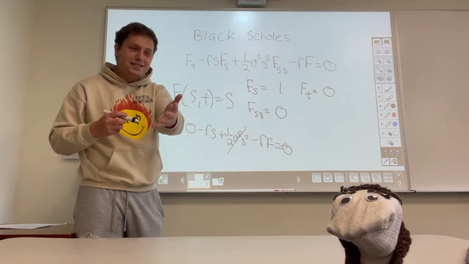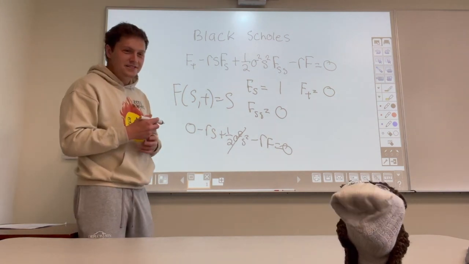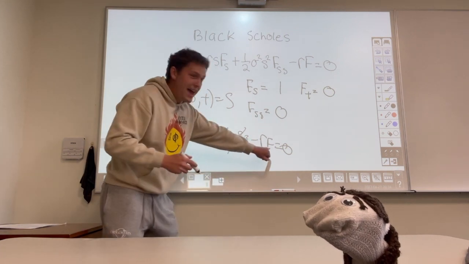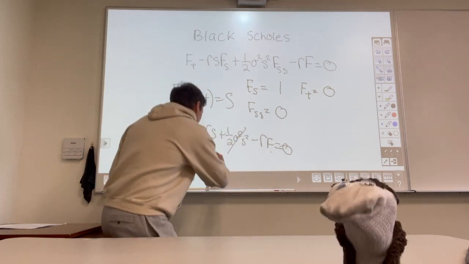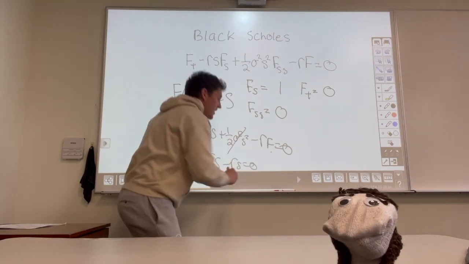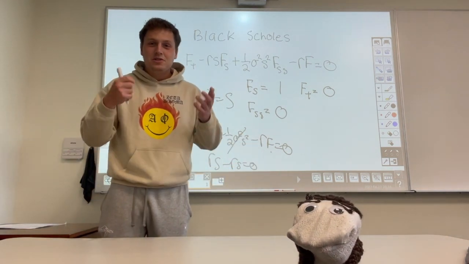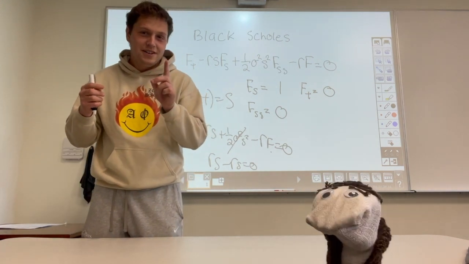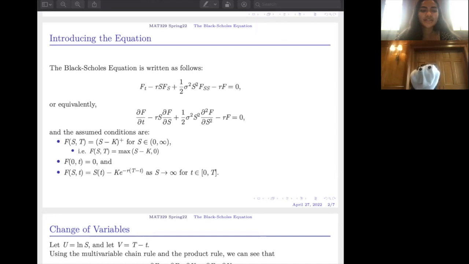Yes, and tell me why, Sock. Because the function f we defined to just be s. Right, exactly. So lastly, we're going to plug in s for that f down there, and you get Rs minus Rs equals 0. And obviously 0 equals 0, so we proved that the Black-Scholes equation will work for the function s.